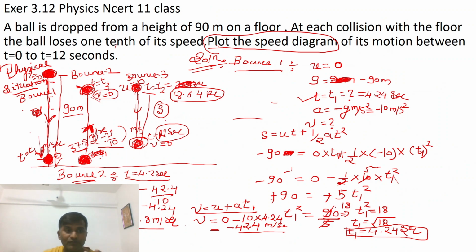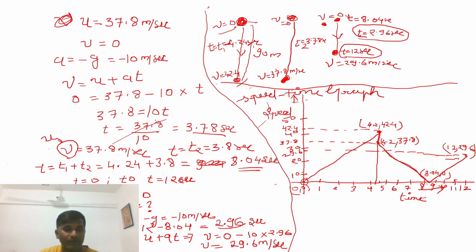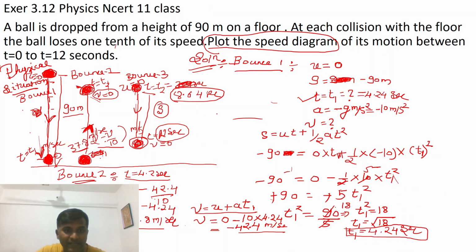How much duration is over? The duration that I have to find out is 0 to 12. 4.2 plus 3.78 is 8.04 second. For this duration, I have got velocities, time, everything. Now how much duration is left? 12 minus 8.04. The duration left is 2.96 second.